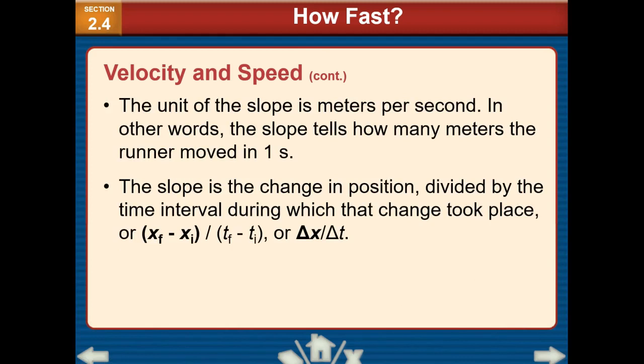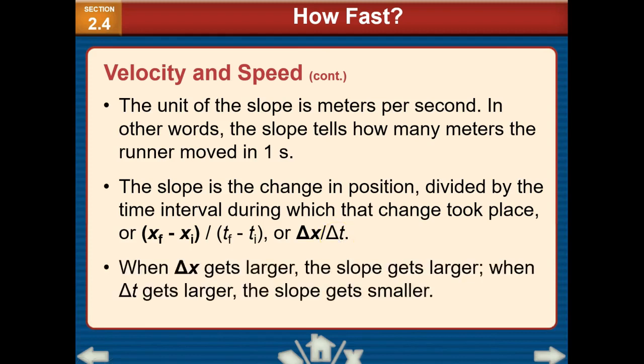All right. So the slope, if we put it instead of just rise over run, we put it in the variables on the graphs. Final position minus initial position divided by final time minus initial time, or your change in position over change in time is your velocity, your slope. And again, when x gets larger, the slope gets larger. When t gets larger, the slope gets smaller. Okay, so if you cover more position in the same amount of time as you did before, your slope is going to get higher.